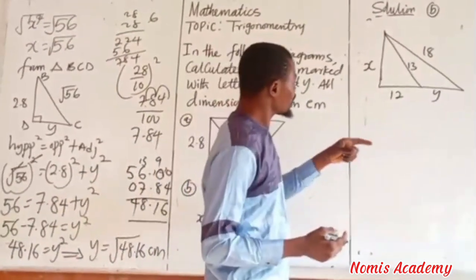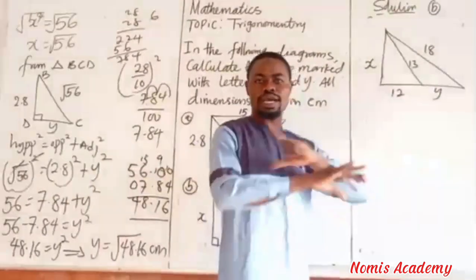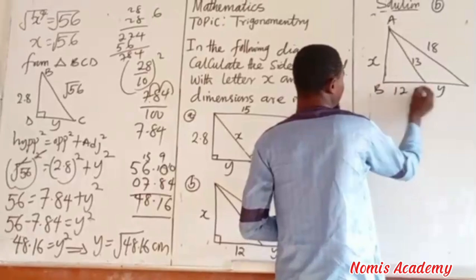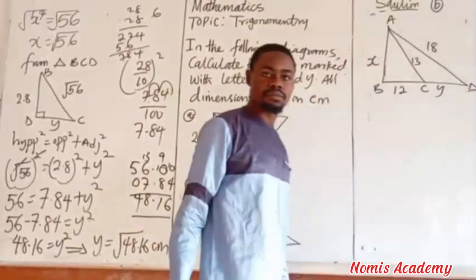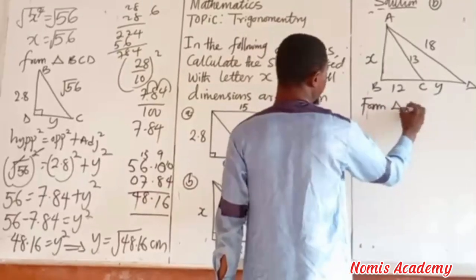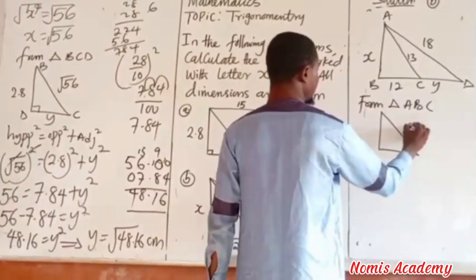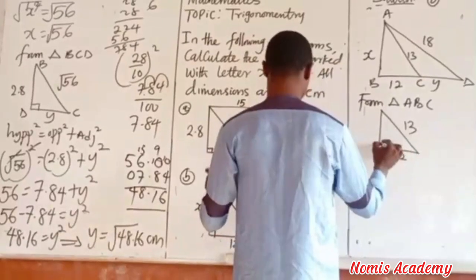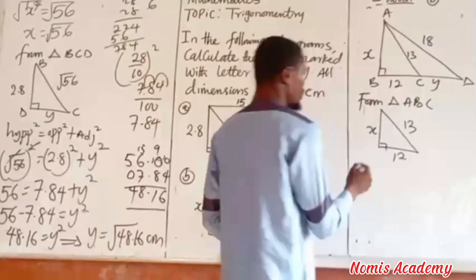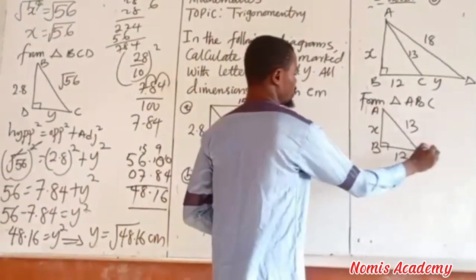And if you look at it, this one has 2 values. This also has 2 values, which means we can start with any triangle we like. So we now say here is A, B, C, D. We now say from triangle ABC, we have something like this. Here is 13, here is 12. There's a perpendicular sign here. Here is S, which means that here is the hypotenuse. Here is A, here is B, here is C.